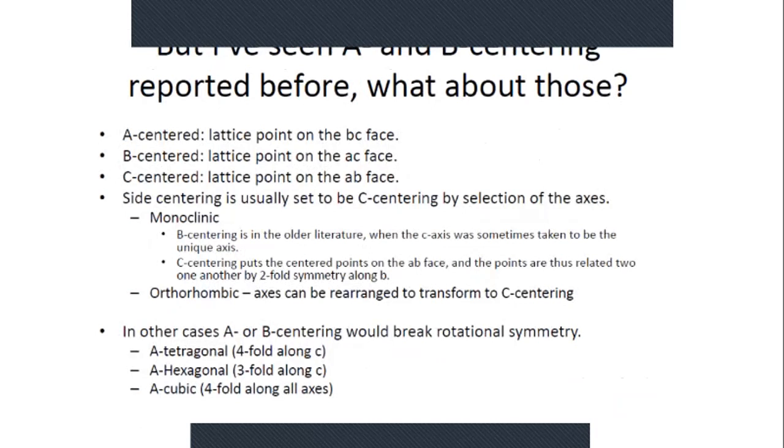So you will see sometimes space groups that report A and B centering, and the centering just means what face the lattice point will center on. You can have A centering, which is the BC face, B centering, the AC face, or C centering, which is the AB face. Now, the general convention is that side centering is usually set to C centering by the selection of the axes. For monoclinic, C centering is the convention, but in older literature, you may see B centering reported.